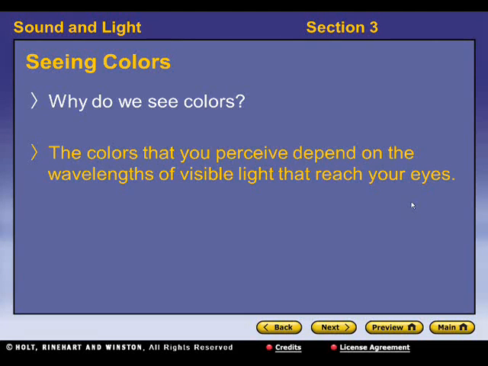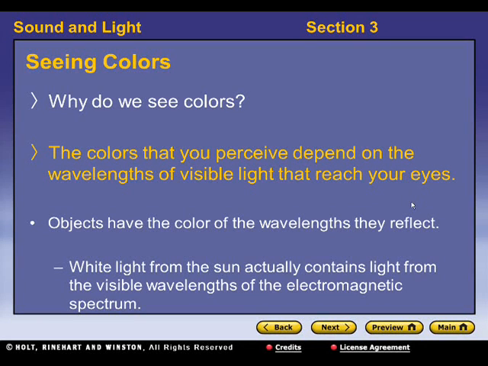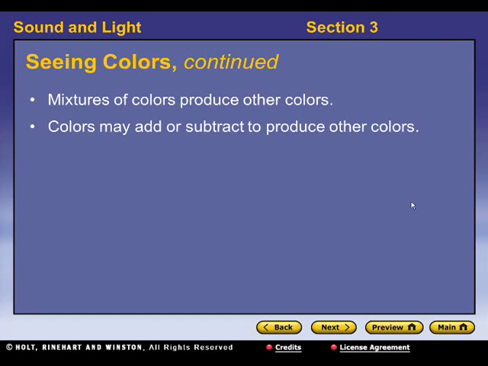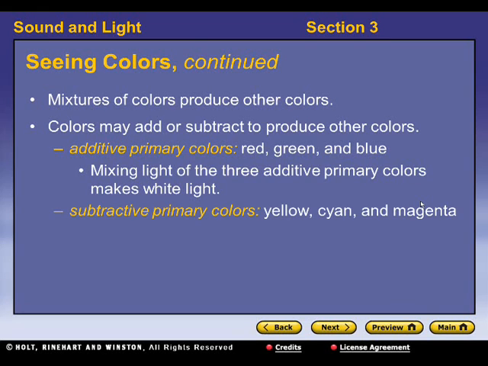So why do we see colors? The colors that you perceive depend on the wavelengths of the visible light that reach your eyes. Objects have the color of the wavelengths they reflect. White light from the sun actually contains light from the visible wavelengths of the electromagnetic spectrum. It's actually a combination of all the visible colors. Mixtures of colors produce other colors. So colors may add or subtract to produce other colors. Additive primary colors are red, green, and blue. Mixing light of the three additive primary colors makes white light. So add red, green, and blue together, you get white light.